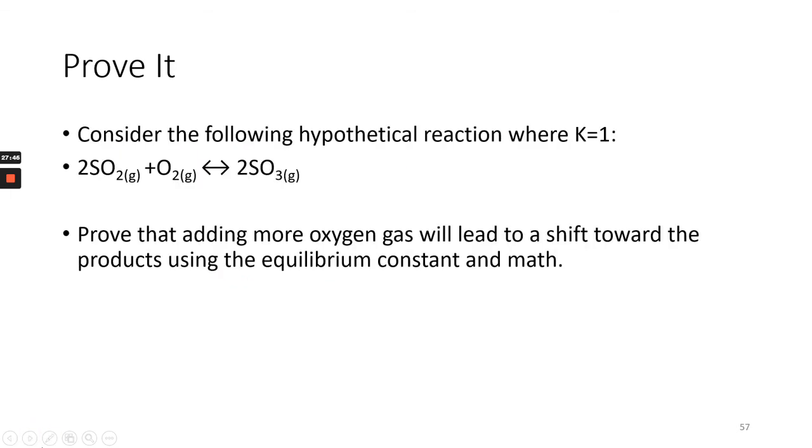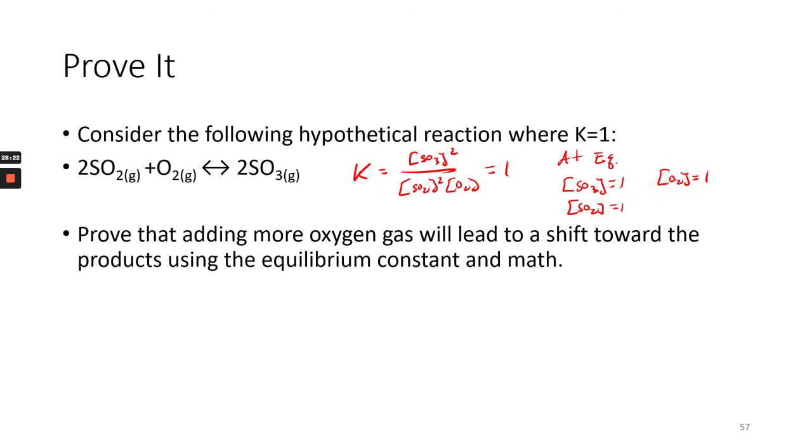Let's consider a hypothetical reaction where K equals 1. Prove that adding oxygen will lead to a shift towards the product. So my K for this reaction is equal to 1. I'm going to assume that at equilibrium, the concentrations of everything is 1. That just makes it simple, right? So the concentration of SO3 will equal 1, SO2 will equal 1, and the concentration of oxygen will equal 1 at equilibrium.